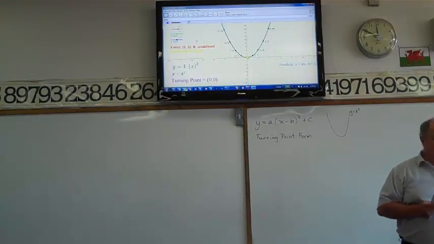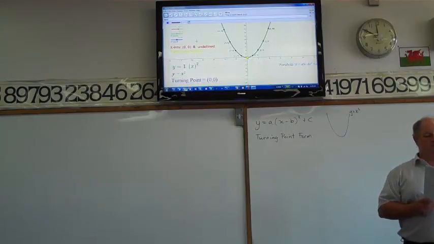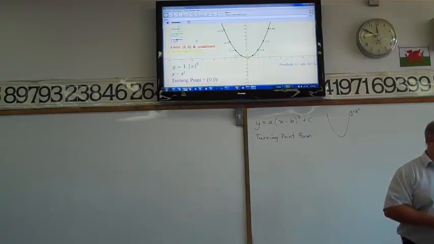The first set, we're going to make B positive some number. Is that understood? Now, what's your instinct? What do you think might happen here? A changes the shape. C moves the graph up or down. What do you think B might do, Dylan? Left or right. Now, if it says +2, what's your instinct? Which way do you think it'll go? Right. Let's have a look.